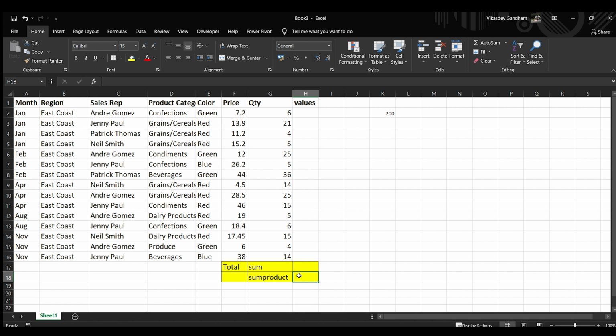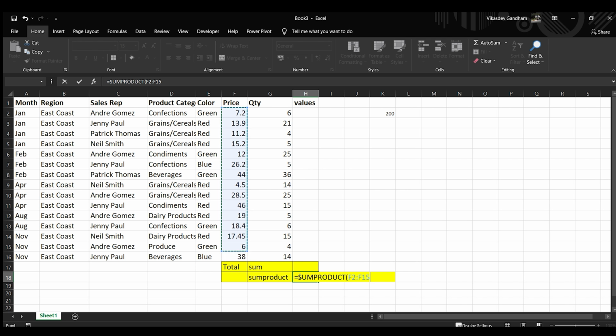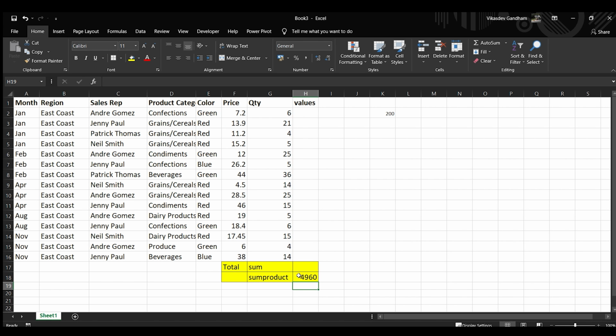First, equals SUMPRODUCT. Select the price, comma, again the quantity, close the bracket, enter. So what is the value? 4960. So by default it is multiplied.